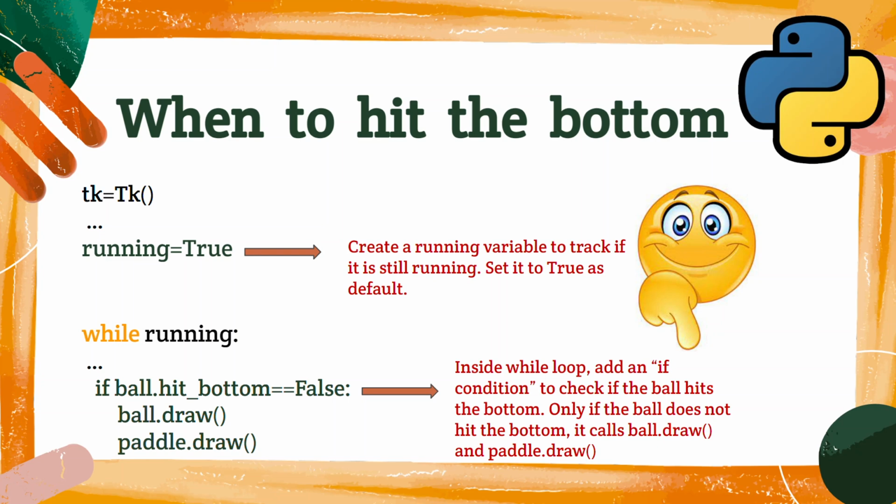Inside the while loop and also while the running variable is true, add an if condition to check if the ball hits the bottom. Only if the ball does not hit the bottom, ball.draw and paddle.draw are called.